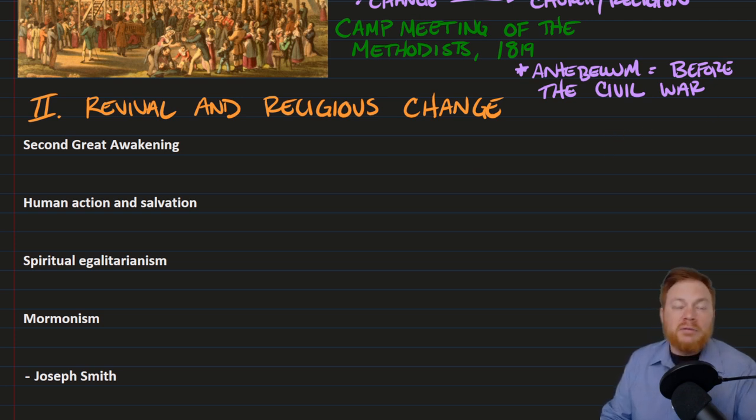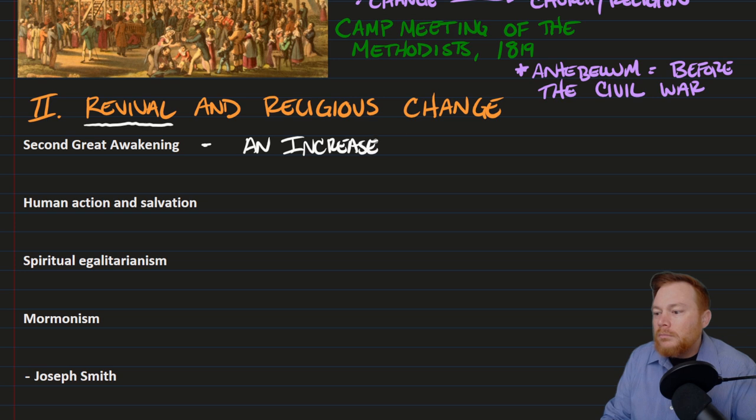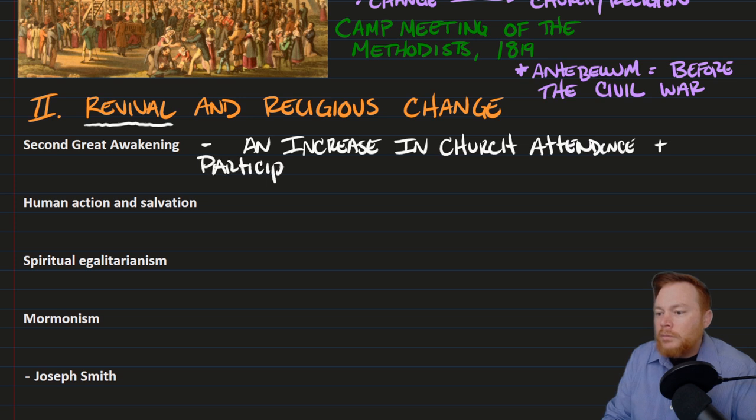So, what is going on in the background of all of these reform movements to try to make society better? Well, it's a massive religious revival, sometimes referred to as the Second Great Awakening. Recall that there was a first Great Awakening prior to the American Revolution. This Second Great Awakening comes in the aftermath of changes brought about by things like industrialization. A Great Awakening is simply an increase in church attendance and participation. It's when religion spread across the United States, with more people going to church.